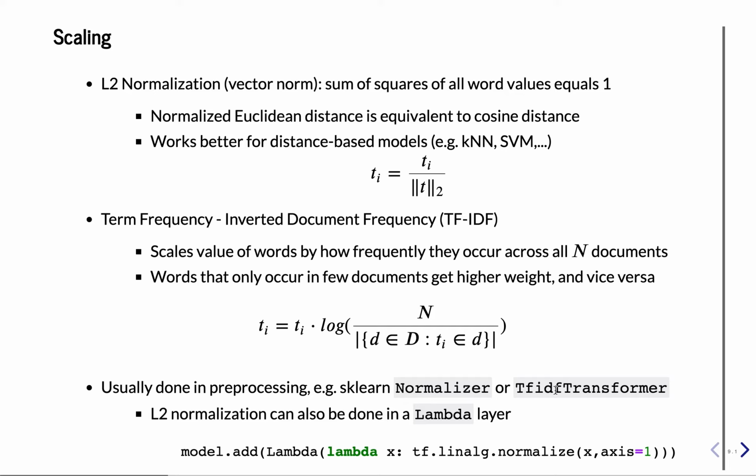Now, normally you do these steps in preprocessing, so you can use a scikit-learn normalizer, or you can use a TF-IDF transformer. You can also do this in layers in TensorFlow. There's a lambda layer which allows you to apply any function on the input. For instance, you can apply the normalizer function on the input using a lambda layer. There's also a token vectorizer or string vectorizer in Keras, which does a lot of things, including scaling.